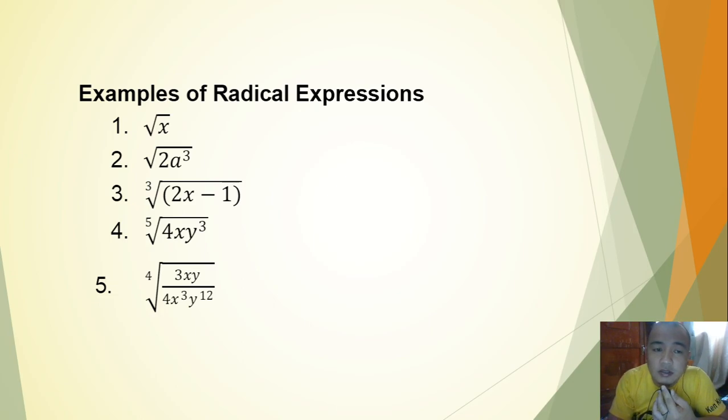Okay, so in number 1, what's the index? In numbers 1 and 2, the index is 2. In number 3, the index is 3. In number 4, the index is 5. And in number 5, the index is 4. In number 1, the radicand is x. The radicand for number 2 is 2a cubed. 2x minus 1 for number 3. Number 4, the radicand is 4xy cubed. And the radicand for number 5 is 3xy over 4x cubed y to the 12th power.